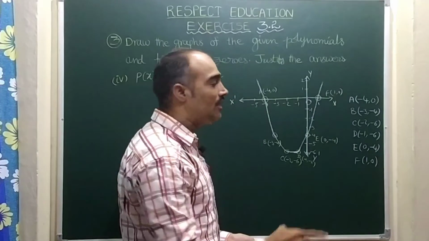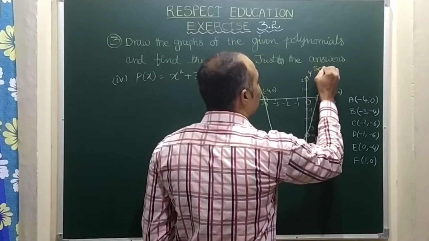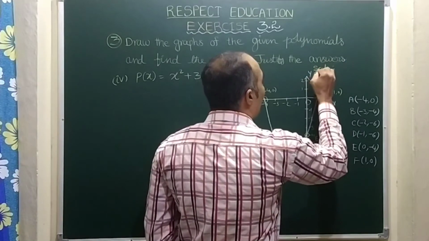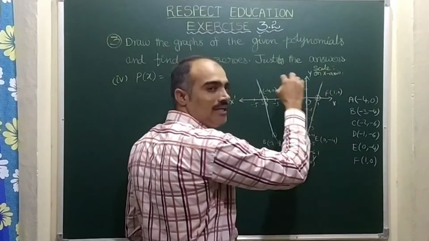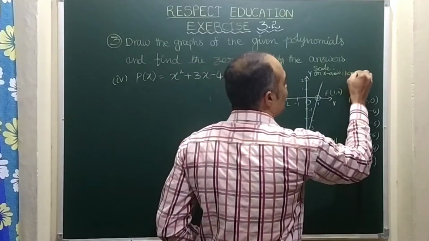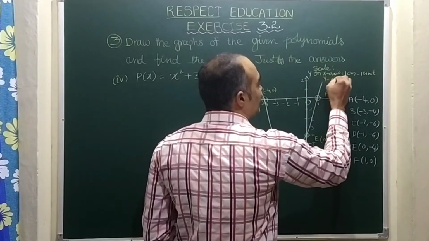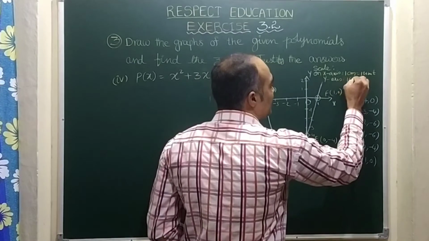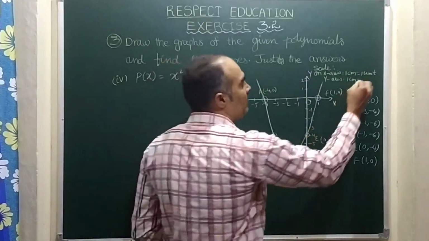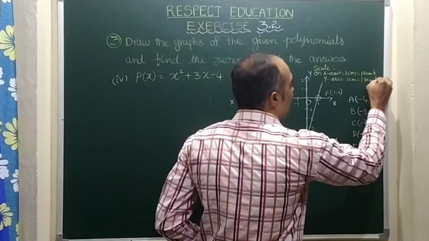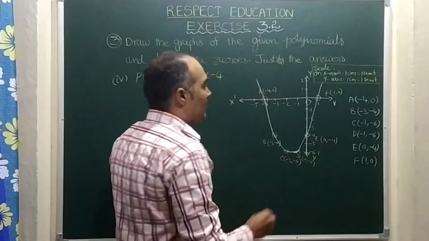Now again I told you that we should write the scale also. So let us write here the scale. On the x-axis I am taking 1 cm as 1 unit. So 1 centimeter equals 1 unit. And on the y-axis I am also taking 1 centimeter as 1 unit only. Now the scale is written. Now this is the graph.